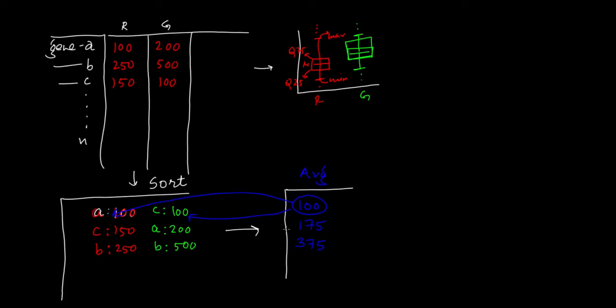So 175, I need to replace these values now. So 175, I will replace here and put it here. Okay, and 375 would be here and here. So what would my data look like now? The normalized data would look like the following.